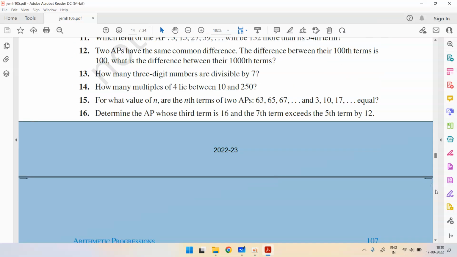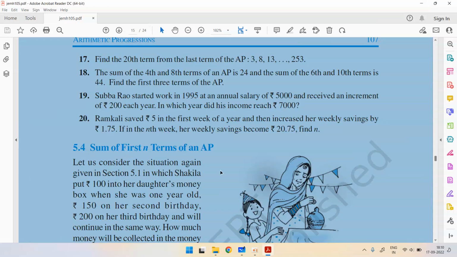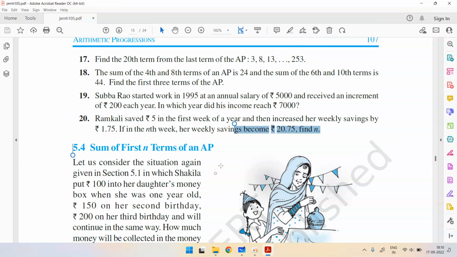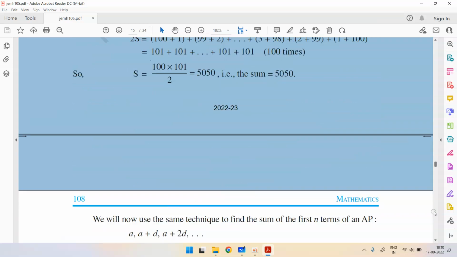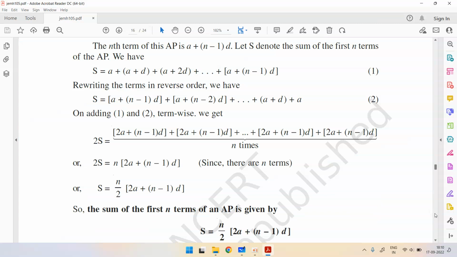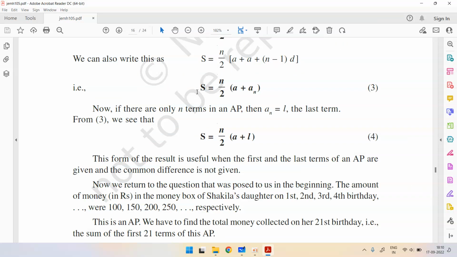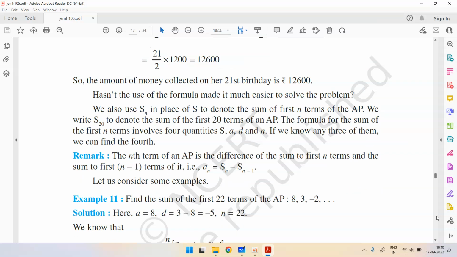In my last lecture, I completed exercise 5.2 of arithmetic progression, class 10th mathematics. Now let's move on to our next section, 5.4, sum of first n terms of an arithmetic progression. I have discussed all these things with you, and that's the formula. Directly moving to the example.